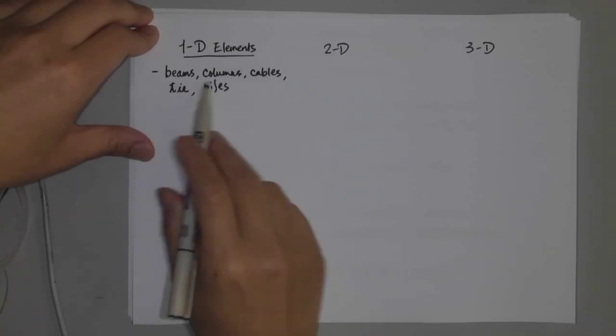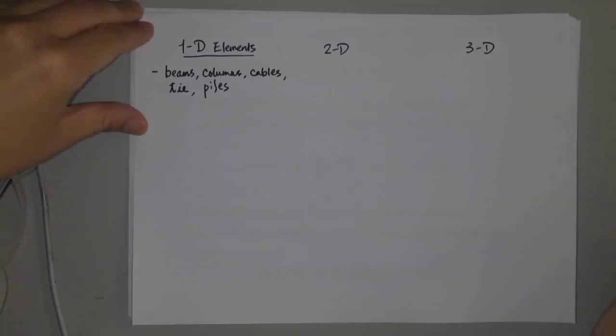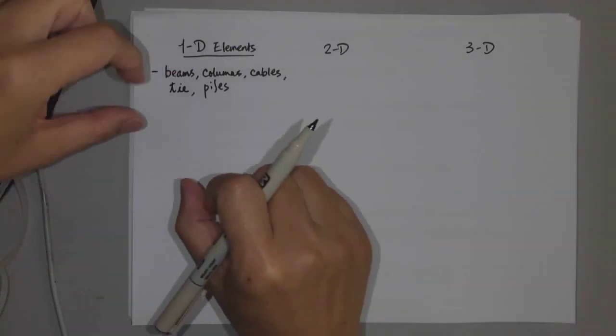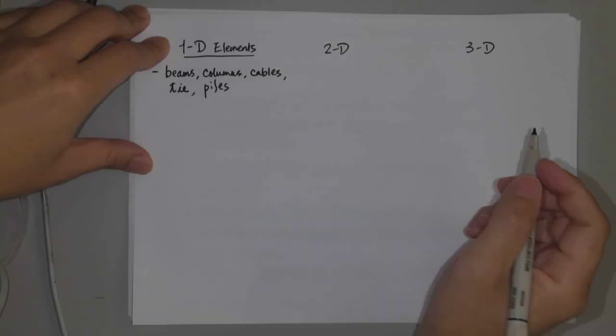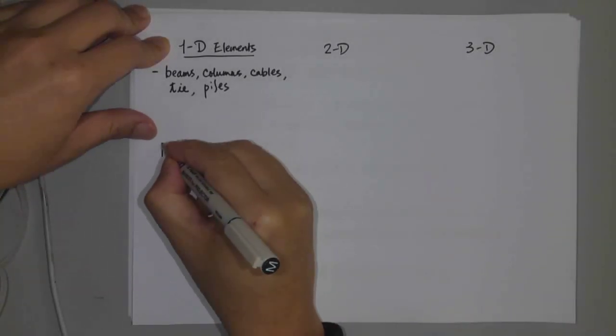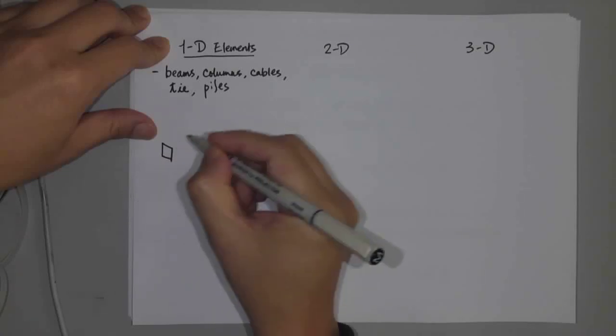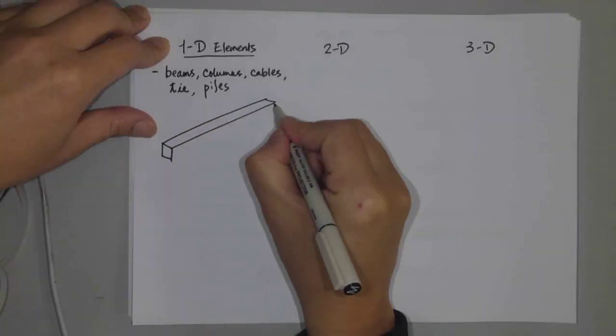So what is so special about these things? These things usually are very long, right? Very long, and the cross-section is relatively small. So you can draw it like this. So assuming that the cross-section is rectangular, that's the length.